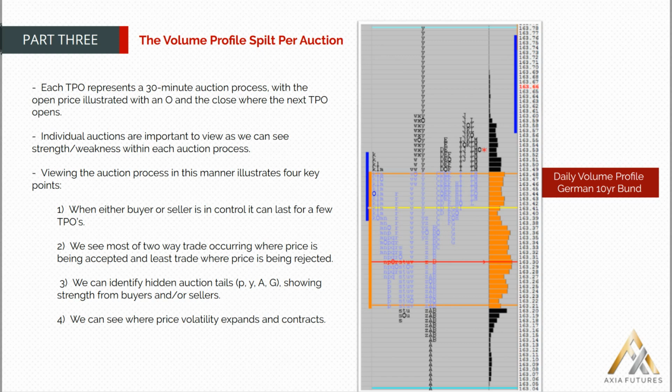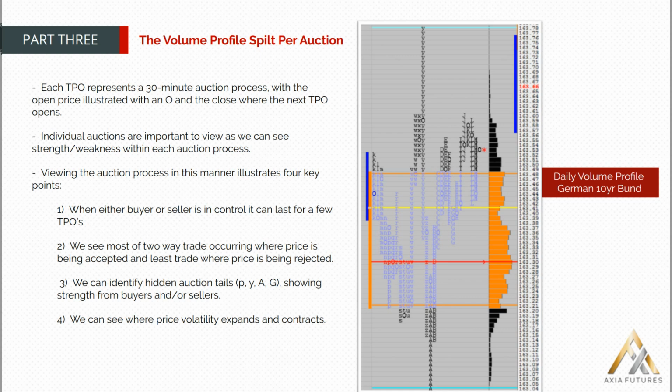So note, each TPO, time price observation, represents a 30-minute auction, with the open price illustrated with an O and the close price where the next TPO opens. So note, what you're seeing here visually is nothing more than the previous distribution, except we've now opened it up to view every single 30-minute TPO that occurred over the course of the session. As you can see, each one begins with an O, and each one closes where the next price letter starts with an O.